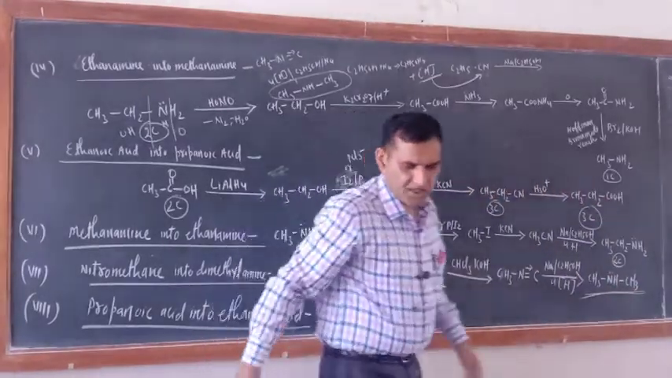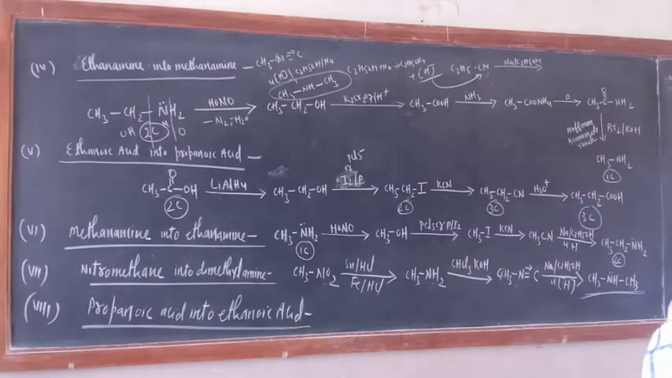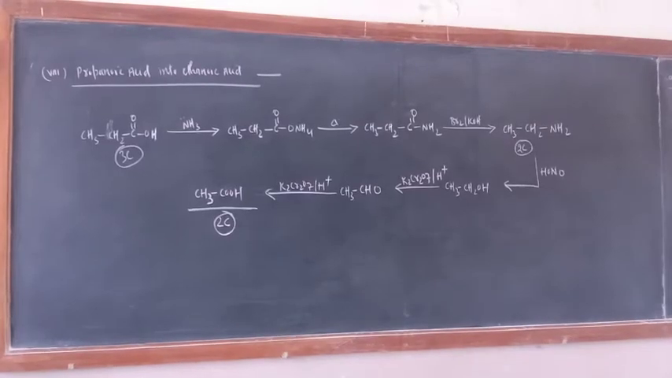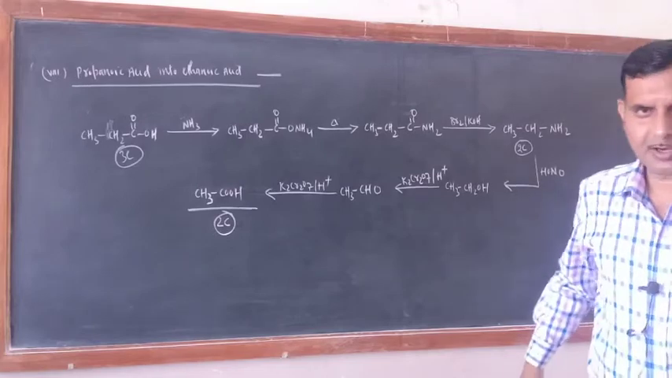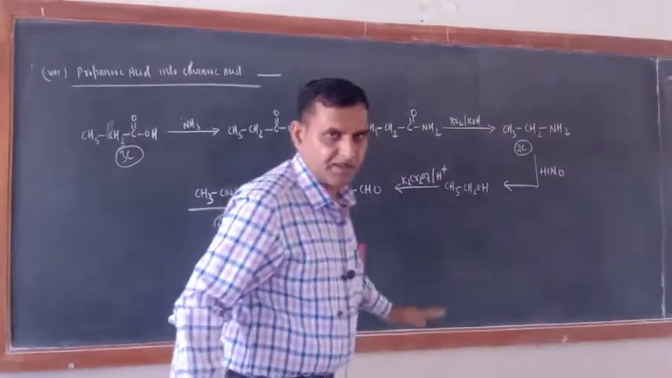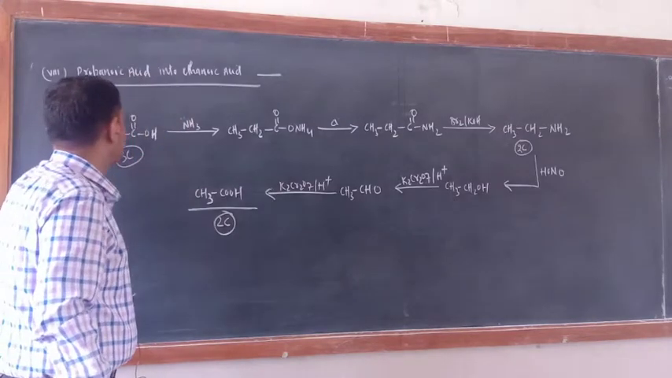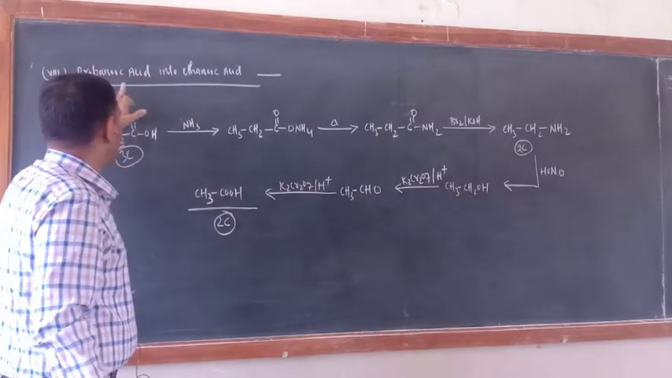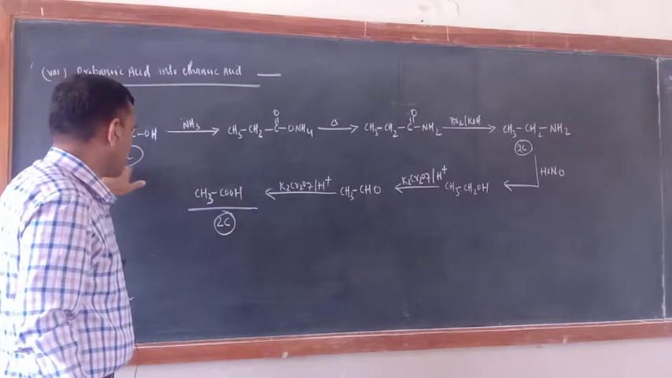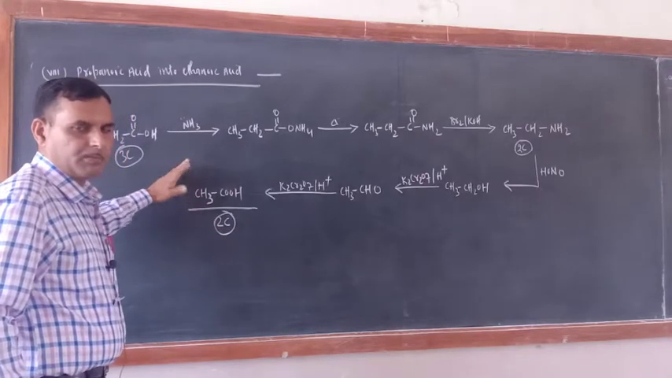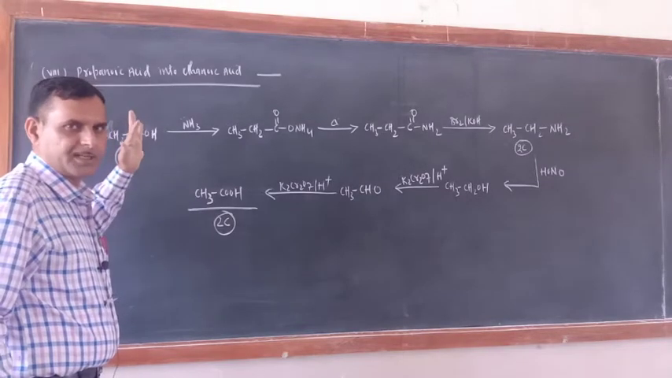Okay. Now only the last one is left, and the last one is a bit lengthy. Duration is more. Sorry for today exceeding the time limit of 1 hour, because I wanted to finish this particular exercise. This is propanoic acid to ethanoic acid. Propanoic acid has 3 carbon atoms, ethanoic acid 2 carbon atoms. Descent of series, for example, definitely Hofmann bromamide reaction would be there.